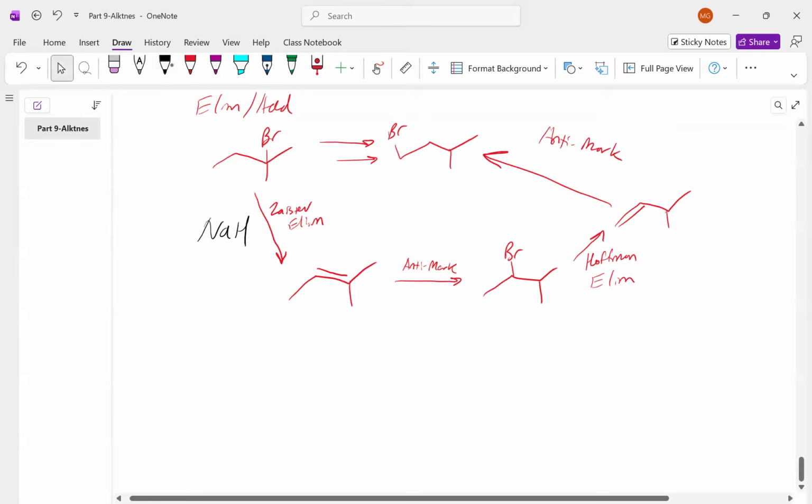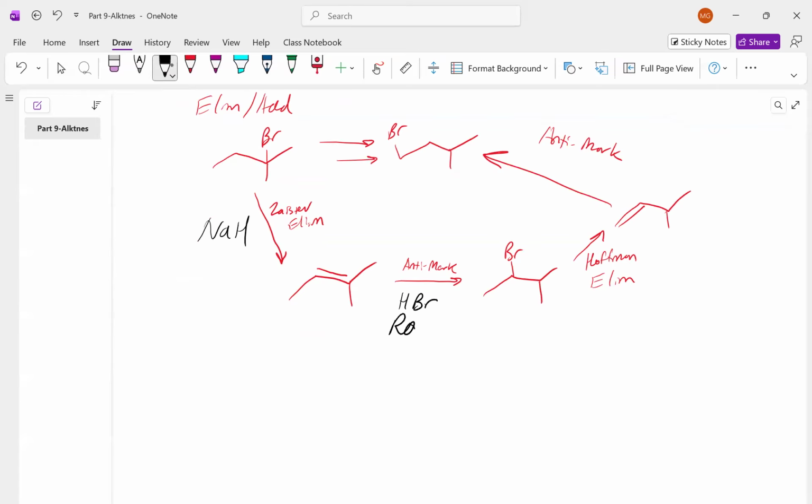Now, how do we do an anti-Markovnikov addition of HBr? Well, we need HBr. Don't forget the peroxides, though, because that will do a radical reaction instead of a carbocation mechanism.